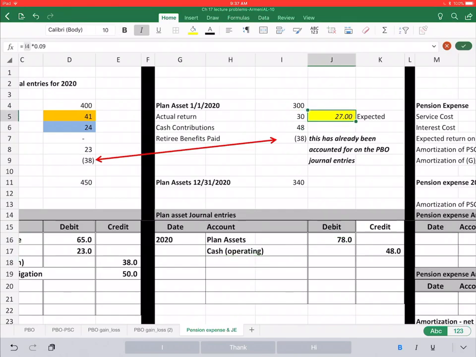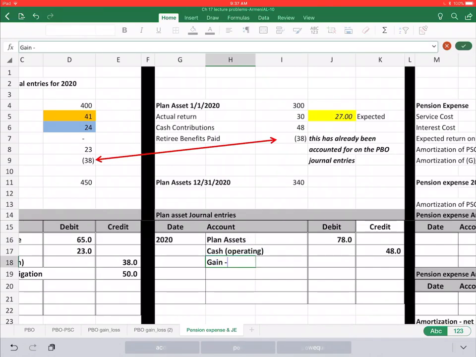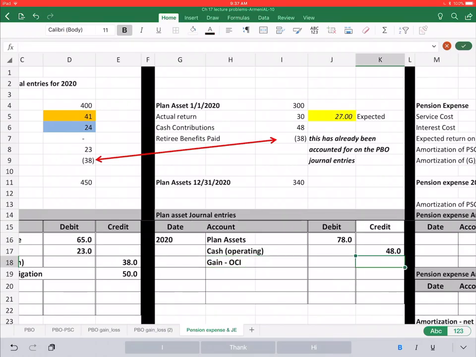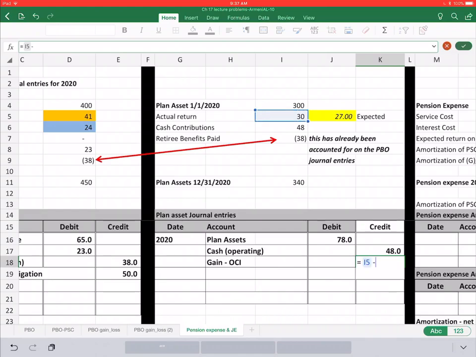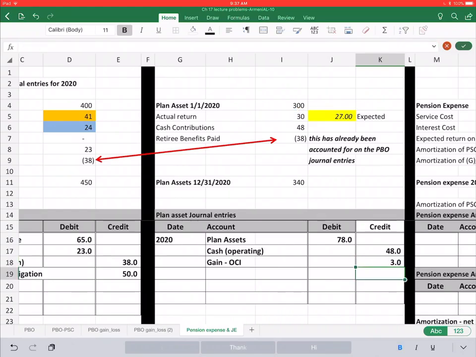Remember, if we thought we were going to get $27 million in our return on assets, but our investments actually gave us a return of $30 million, we win. We have a gain. We got more than we expected. So we first off can say that there is a gain. And that gain, just like the other gains and losses, are going to go to other comprehensive income. The gain is going to be the difference between what we actually got and what we expected we were going to get.